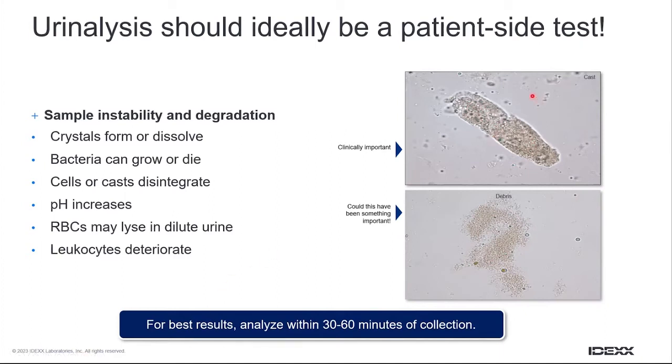So here on the side of your screen, we can see at the top, we'll discuss these later, this is likely to be a cast, but what was this? Could this have been something important? Could this have been a cast that has subsequently broken down? We just don't know. And a delay in analysis can be the difference between something that is identifiable and just a bunch of debris.